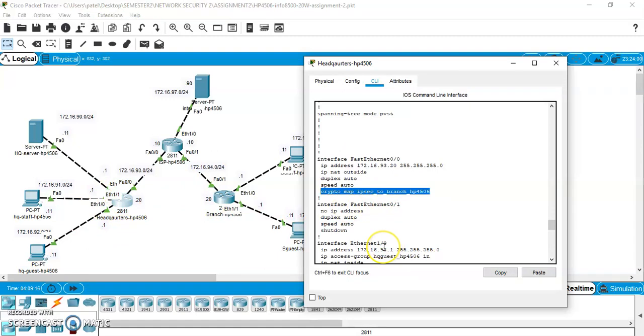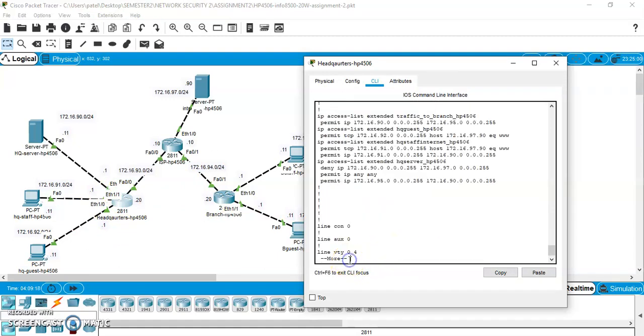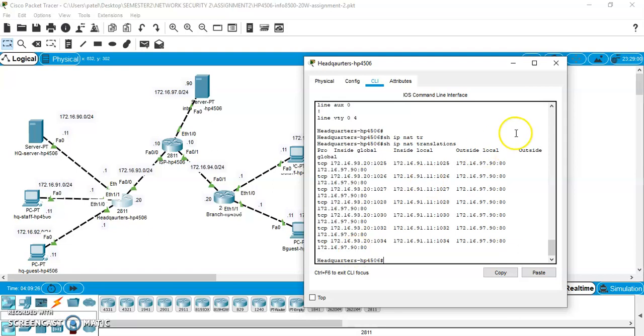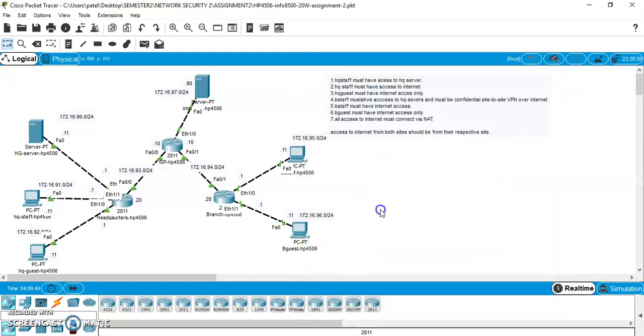So for that, we'll check the NAT translations to validate whether our configuration is done properly or not. You can see the NAT translations here. 172.16.93.20 is my outside interface, my public interface I can say, where 91.11 is my inside interface.